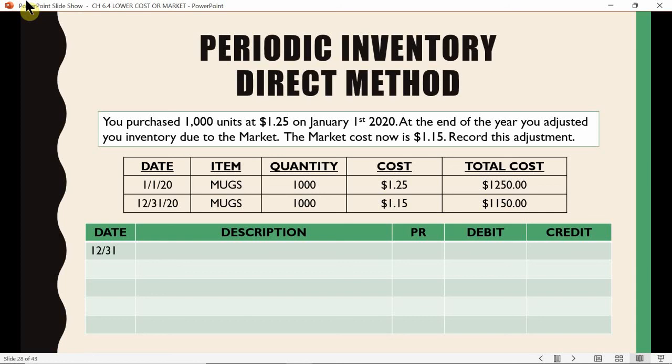Again, it will depend on what kind of inventory you have. We're focusing on periodic inventory. So if you have periodic inventory and you're using the direct method to adjust your inventory accordingly, in this case, we purchased 1,000 units at $1.25 each on January 1st, 2020.